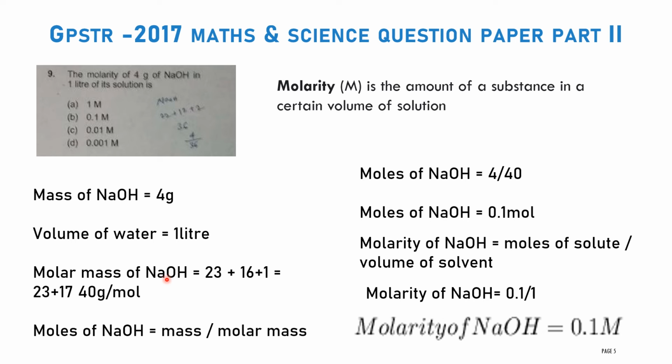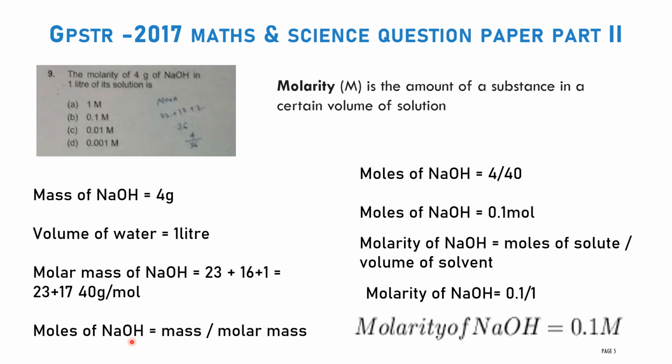To calculate molar mass, first we have to know the atomic mass of the individual atoms. What is the atomic mass of sodium? 23. This you have to remember. Atomic mass of oxygen is 16. Atomic mass of hydrogen is 1. When you add all three, you will get 40. Then this 40 is nothing but the molar mass of sodium hydroxide, otherwise the molecular mass of sodium hydroxide. This is the first step.